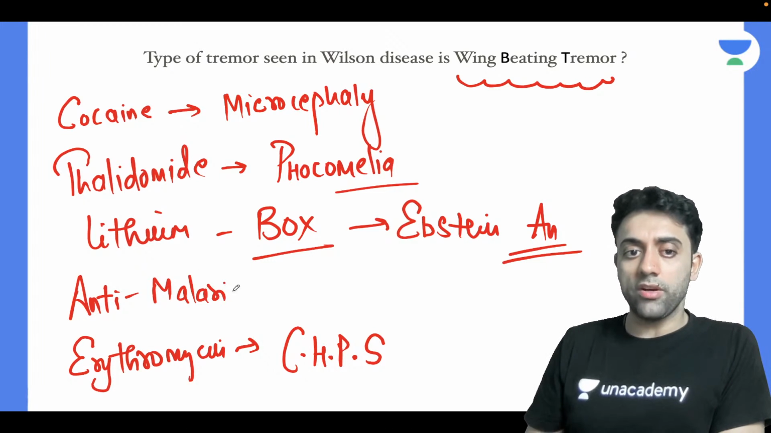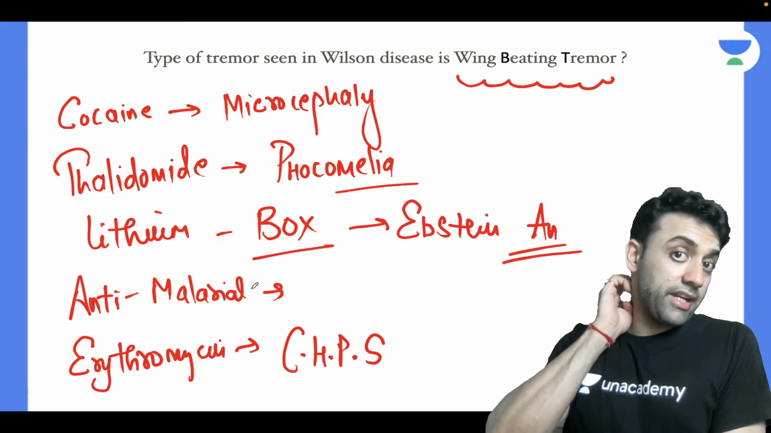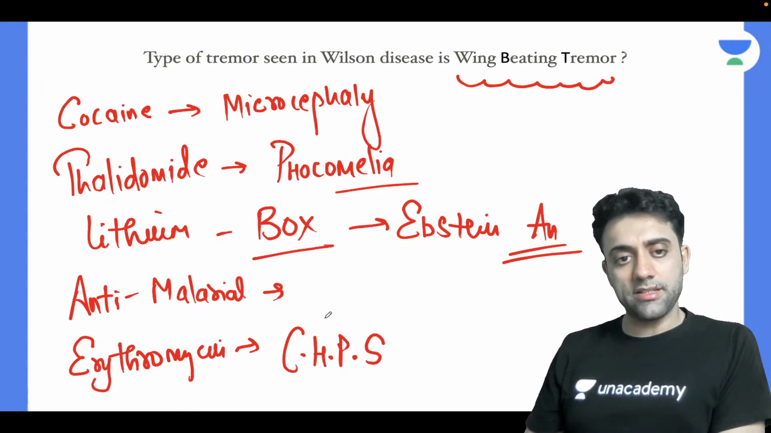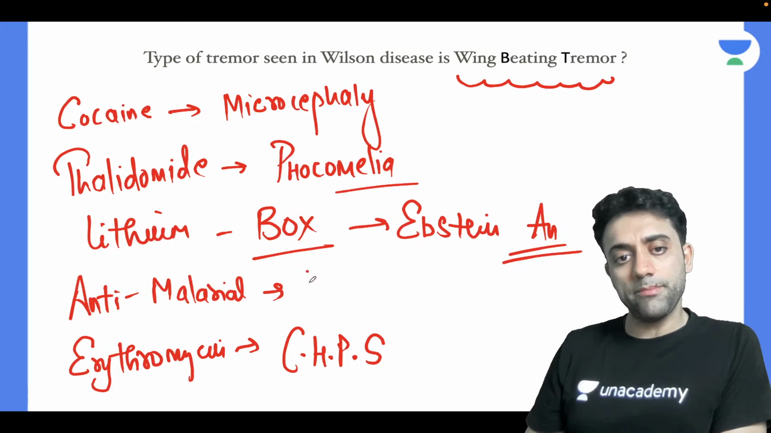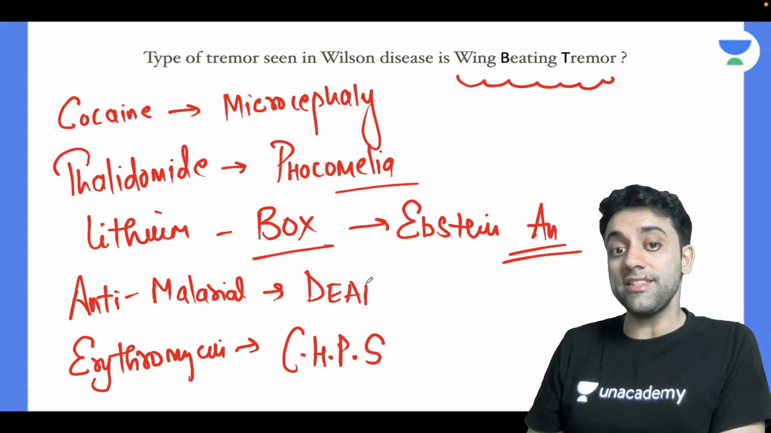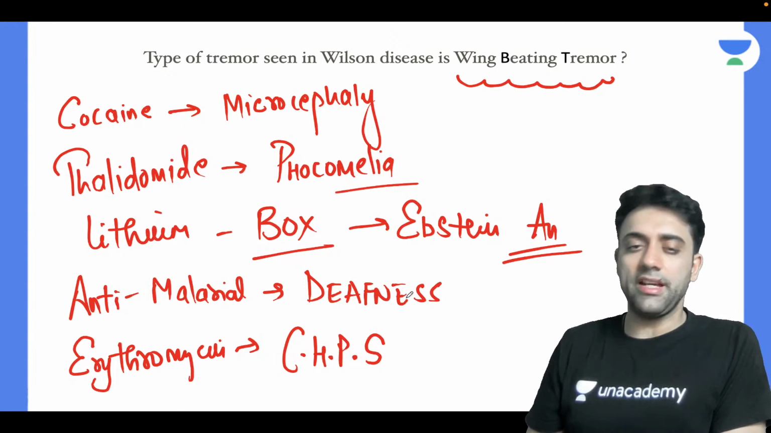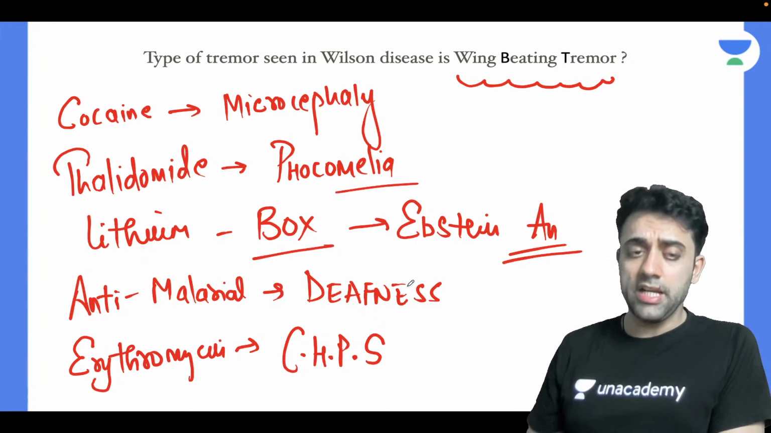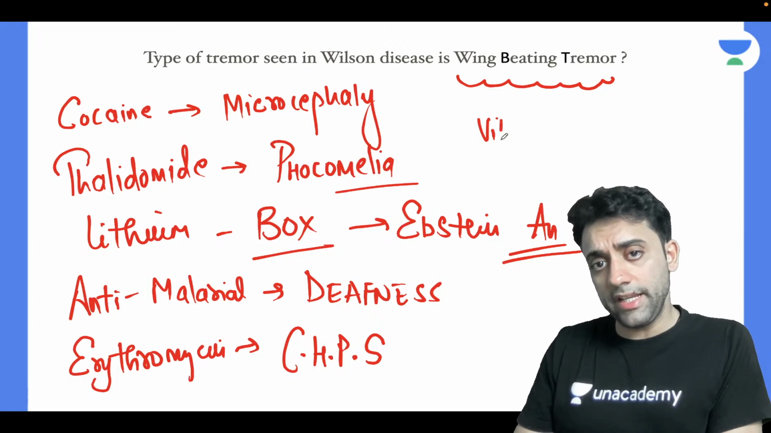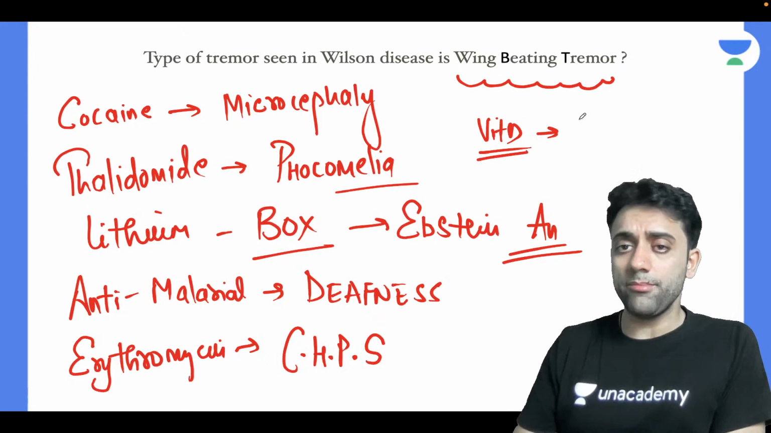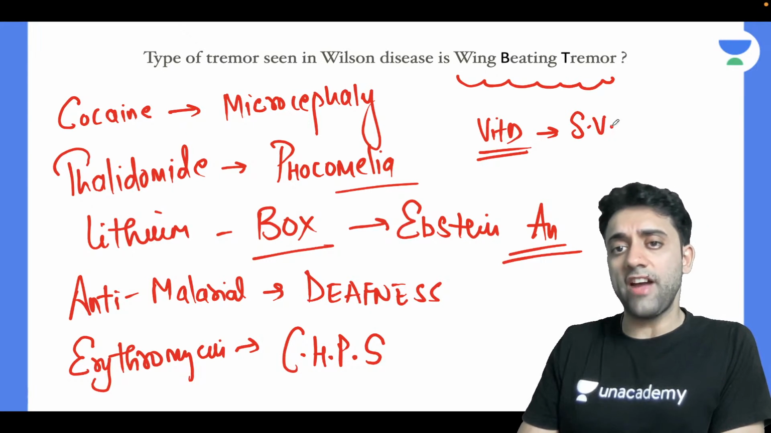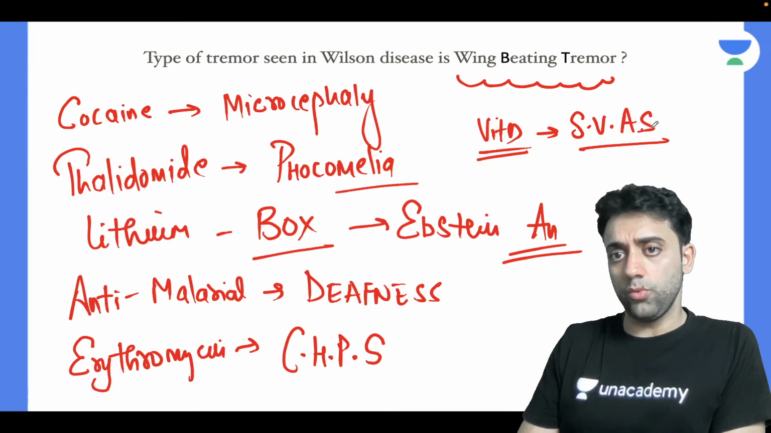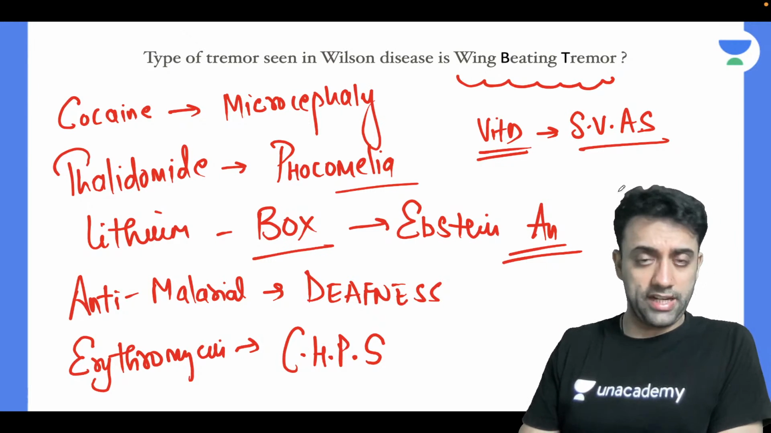Next, if the mother has taken anti-malarials during pregnancy, the baby can land up into what problem? The answer is deafness. These are the important drugs we need to understand. If the mother has taken vitamin D during pregnancy, the baby can land up into supravalvular aortic stenosis. That also you should know.